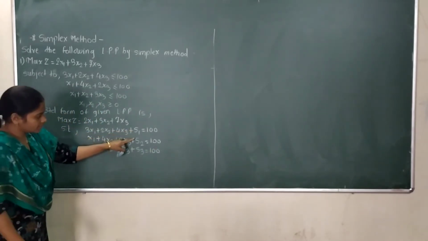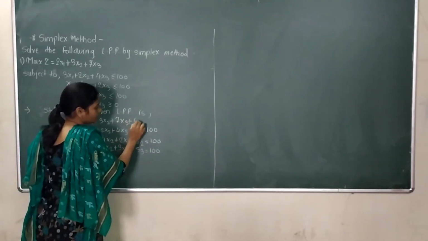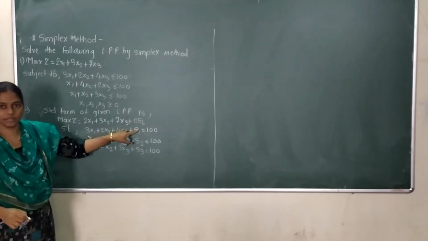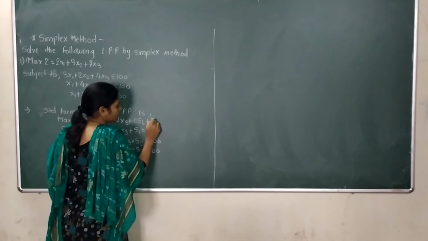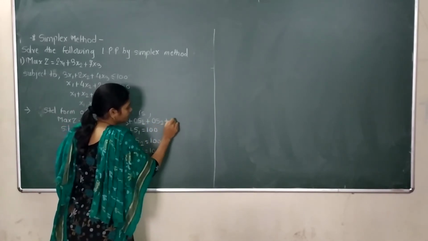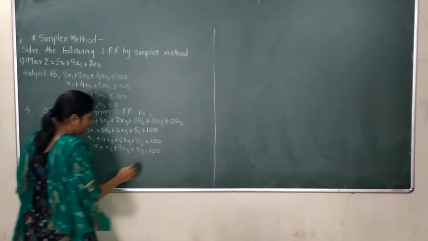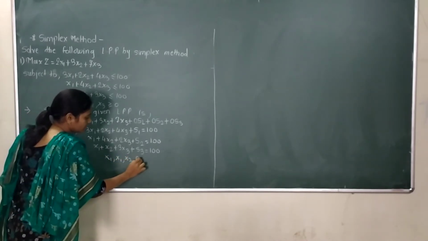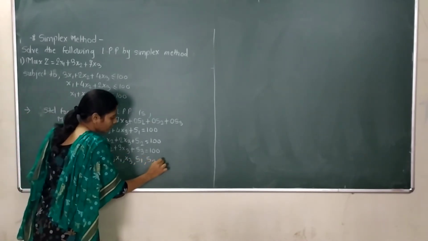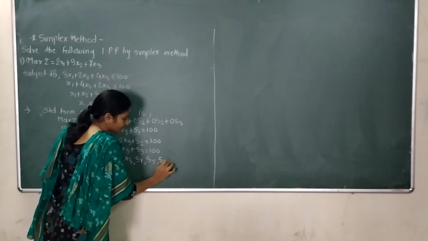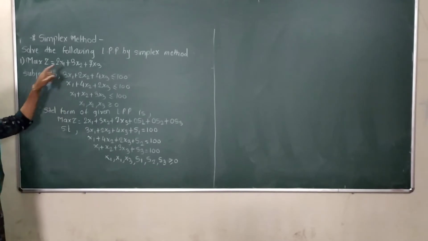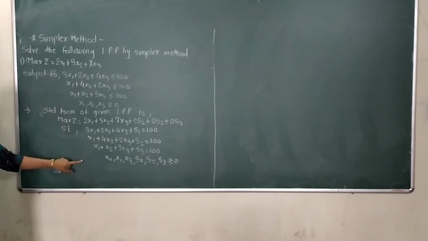As these slack variables denote the unused amount, their coefficients are 0 in the objective function, so we have to add 0s1 plus 0s2 plus 0s3, and here all the variables should be non-negative, so s1, s2, s3 are greater than or equal to 0. This is our first step. We have to find out the standard form of the given LPP.